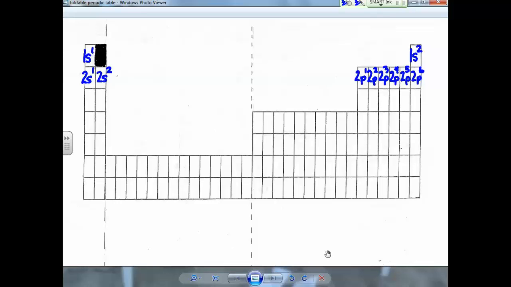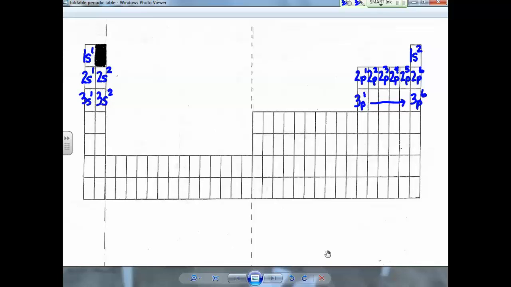And now, kind of just like a computer or a typewriter, you hit all the way to the end of the row, hit return, go back and start on the next row. So the next one would be ending in 3s1 and 3s2. What comes after 3s2? 3p1 through, what would the last one over here be?